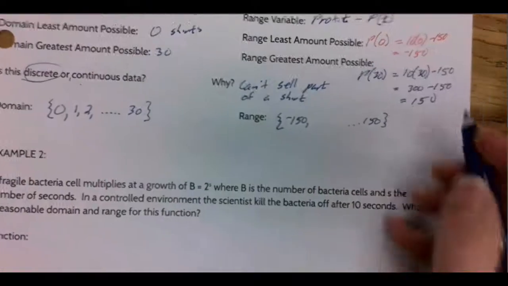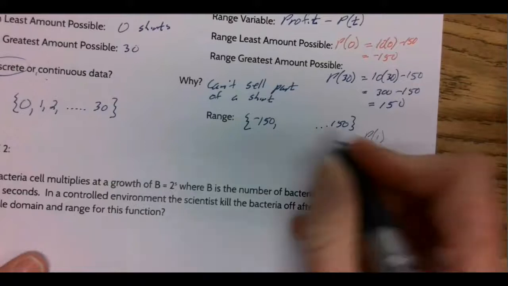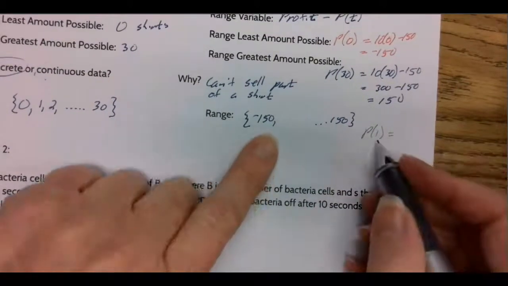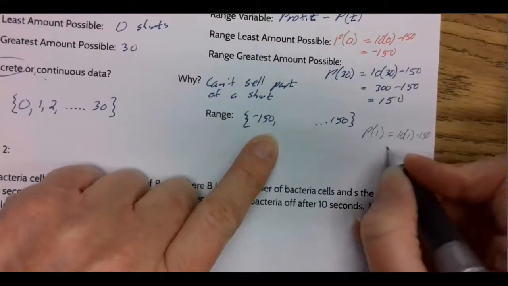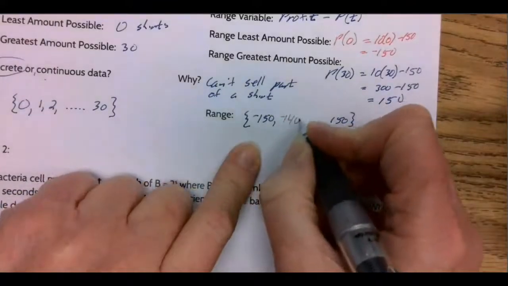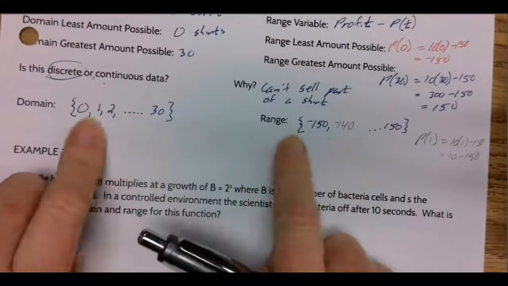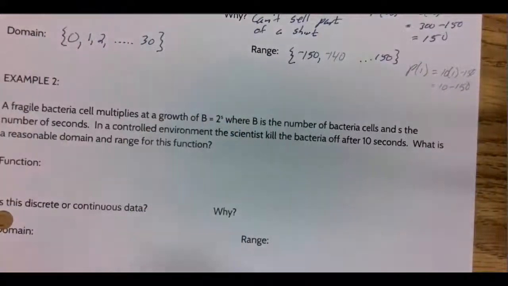So let's find P of 1. We're just going to find the next one in this sequence of numbers. So plug in 1. We have 10 times 1 minus 150. 10 minus 150 gives us negative 140. Okay? So what we're concentrating on is reasonable domains and ranges. And this is going to be discrete because we're dealing with t-shirts.